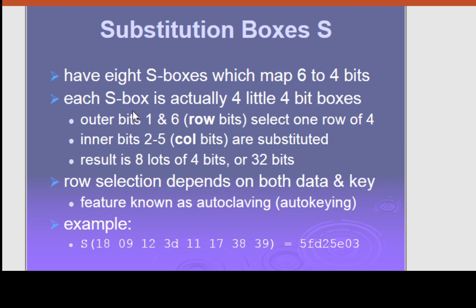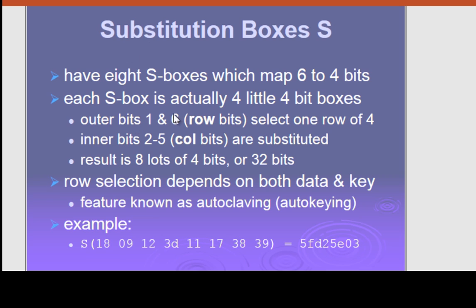So substitution boxes. Theoretically it is written as 8 S boxes which have 6 to 4 bits. Each S box is actually 4 little 4-bit boxes. So the internal description, if you see, each S box has 6 bits. Among those 6 bits, the first bit and the 6th bit are the row bits, and select one row of 4.